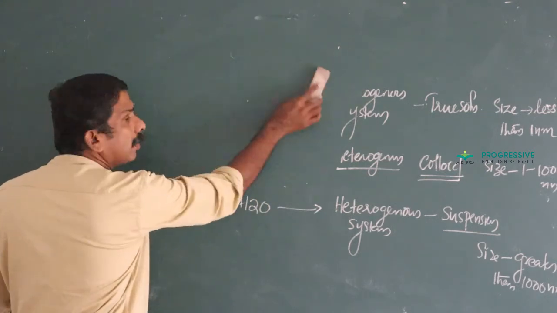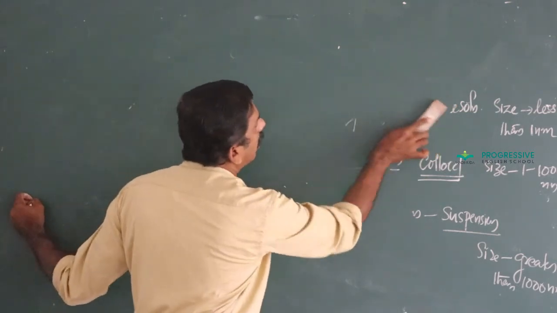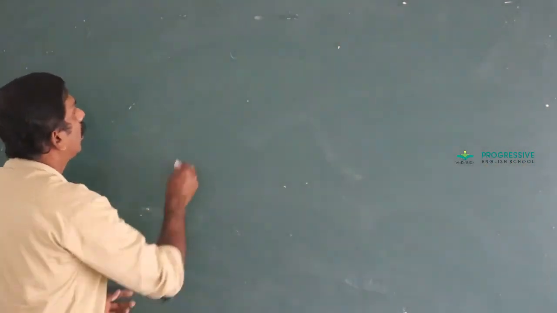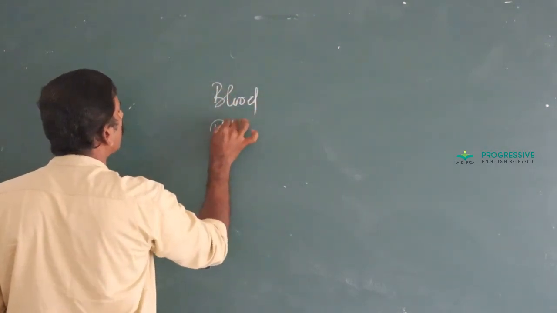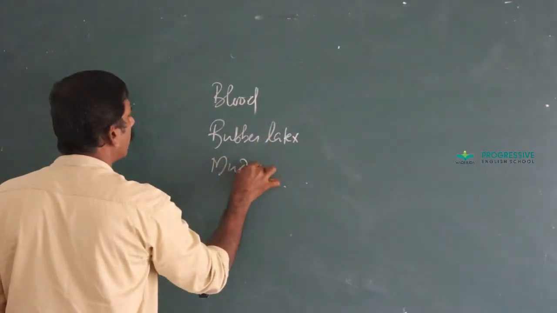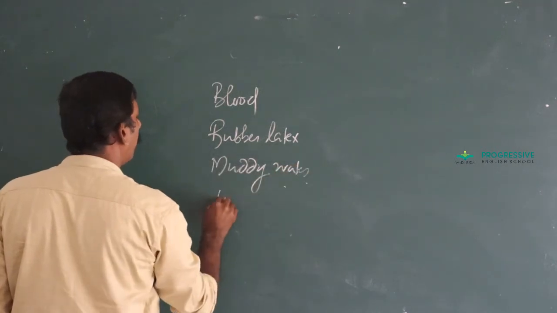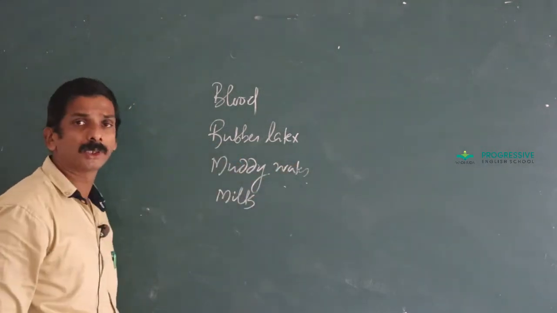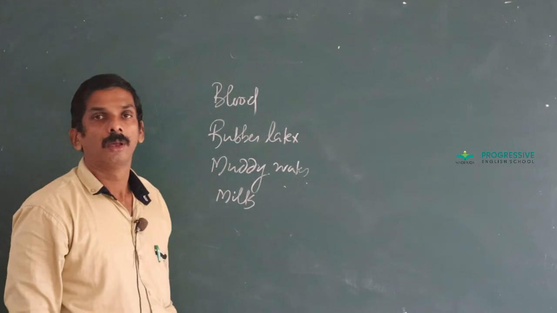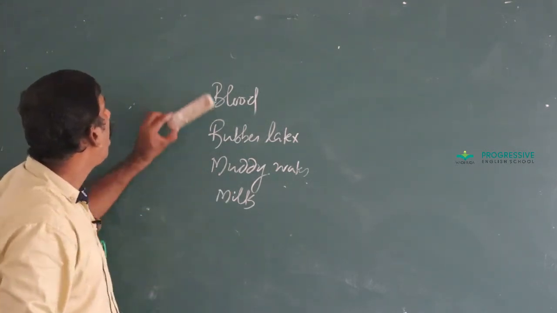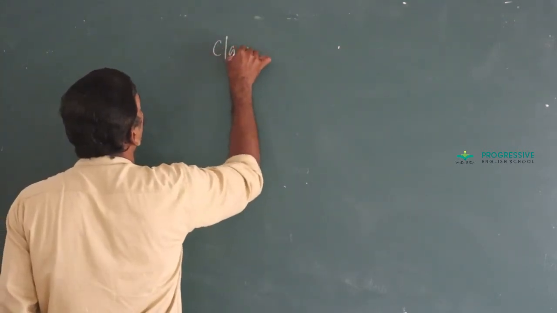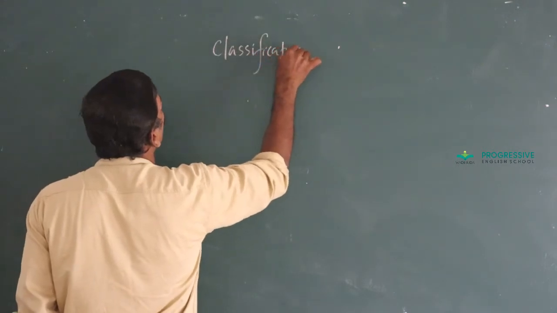Examples of naturally occurring colloidal systems are blood, muddy water, ink, rubber latex, milk, etc. All these are examples of naturally occurring colloidal systems. Next is how these colloids are classified. Classification of colloids.